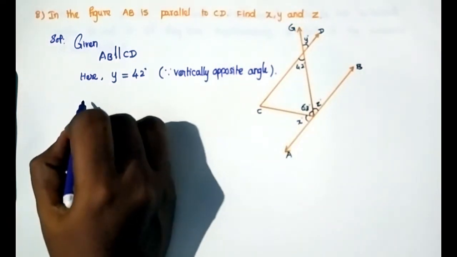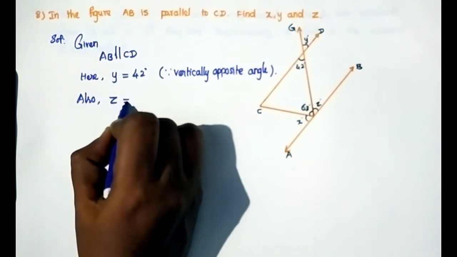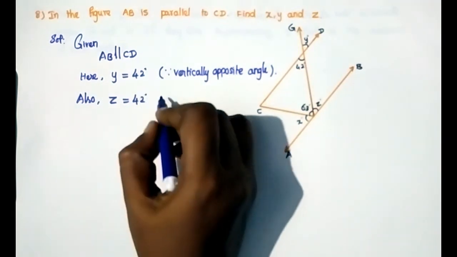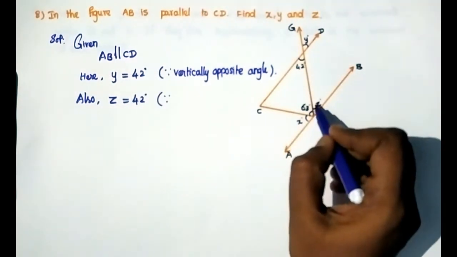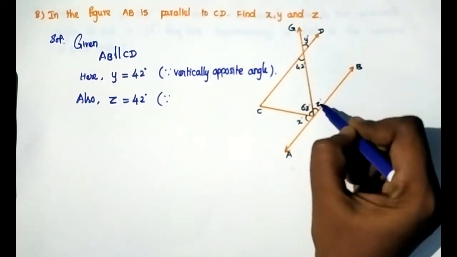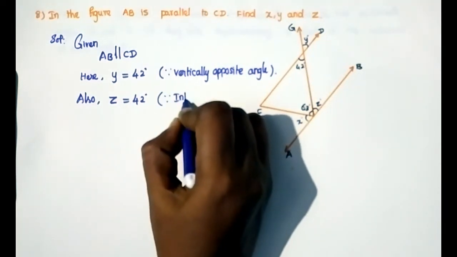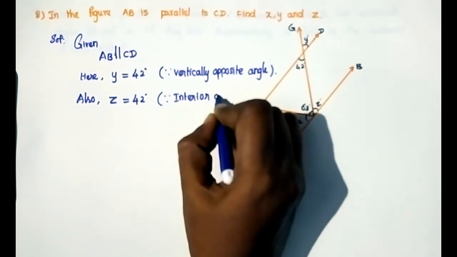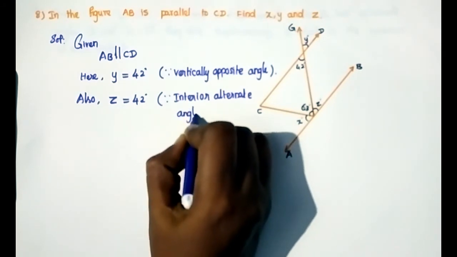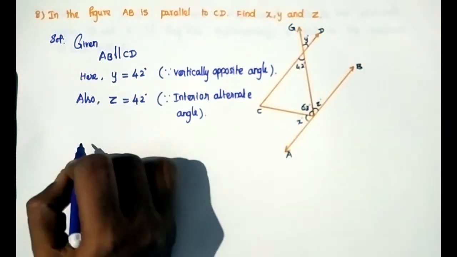Next one, also z equal to 42 degrees. Here what is the reason? That is a transversal line, so z equal to 42. The reason is the interior alternate angles are equal. Now find out the x value.